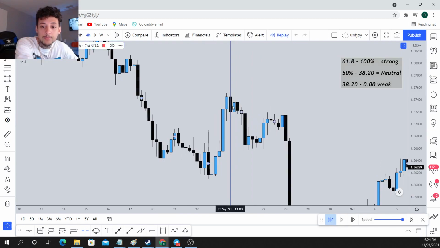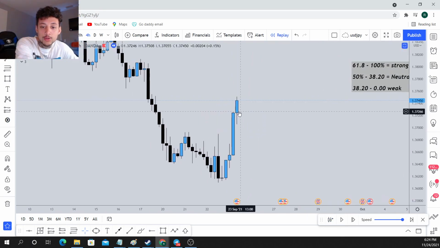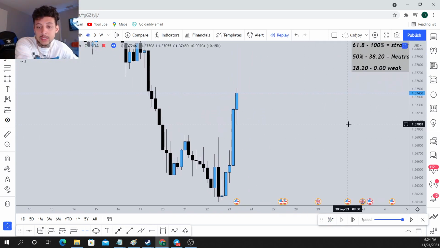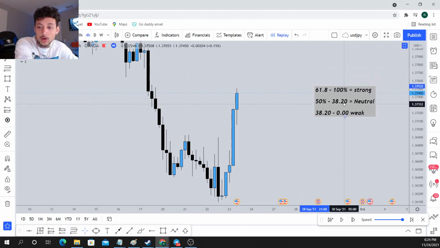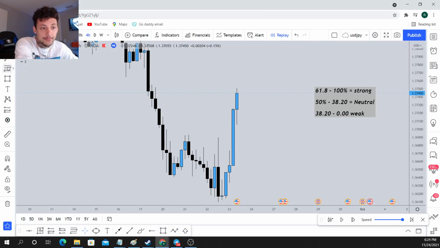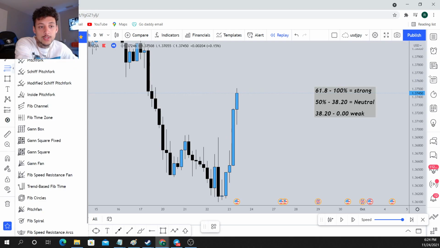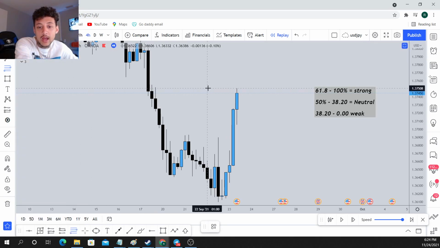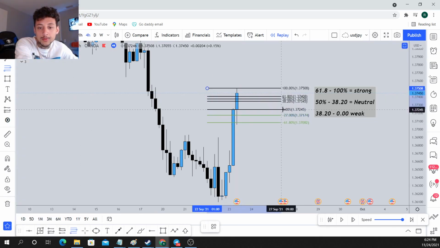Let's go in the replay mode again. Let's say I want to measure this bullish candlestick to determine what kind of candlestick it is: if the candlestick is a strong candlestick, a neutral candlestick, or a weak candlestick. All I'm simply going to do is click on the Fibonacci retracement tool. I'm going to go from the highest high to the open.